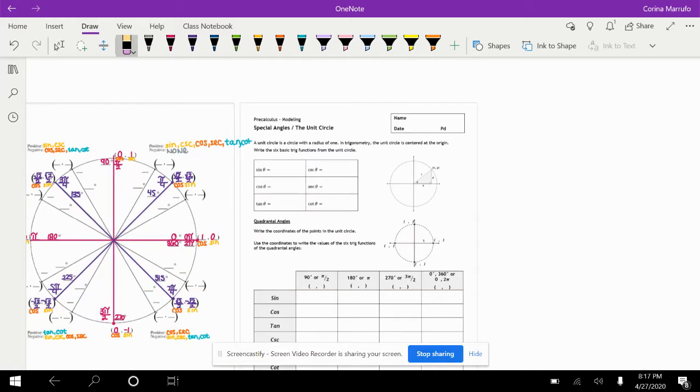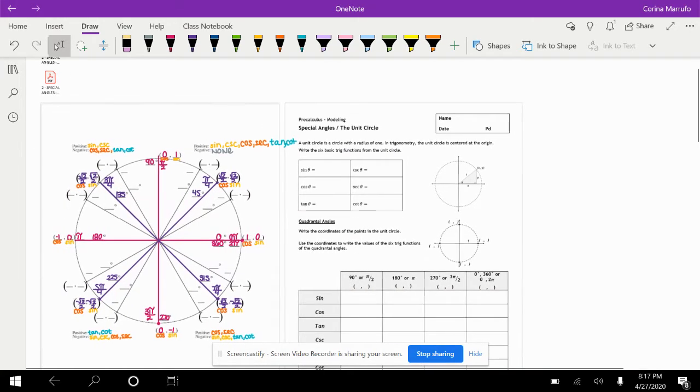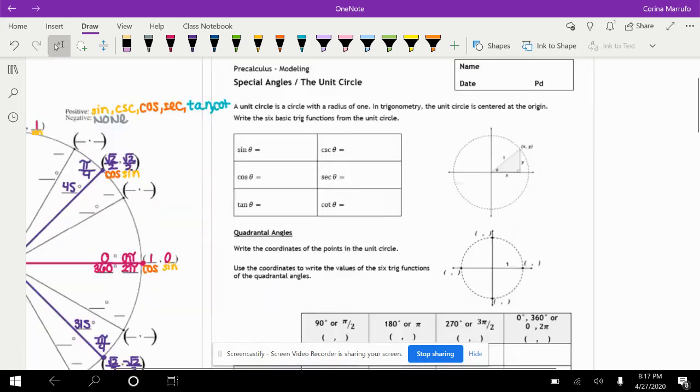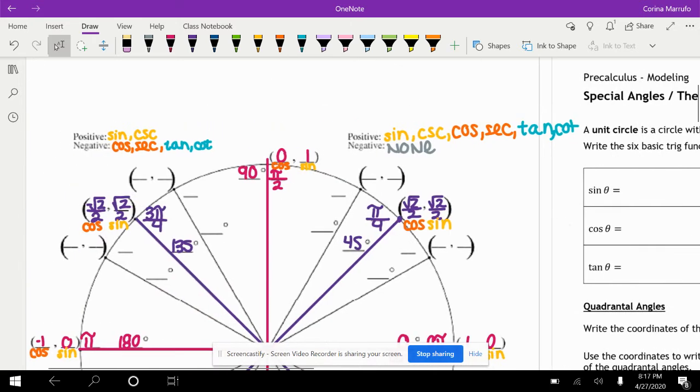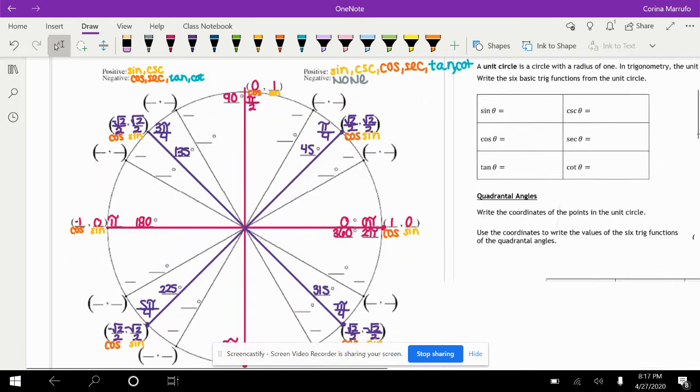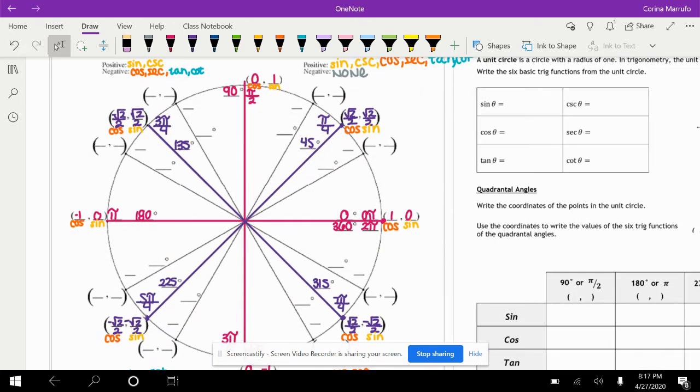All right, so we are going to be covering a new topic. This is called the unit circle. It is important that you learn where the unit circle derives from, how we get all these values. Most of the stuff we've already covered before, but now we're just putting everything together. It's really important that you memorize how to use a unit circle.